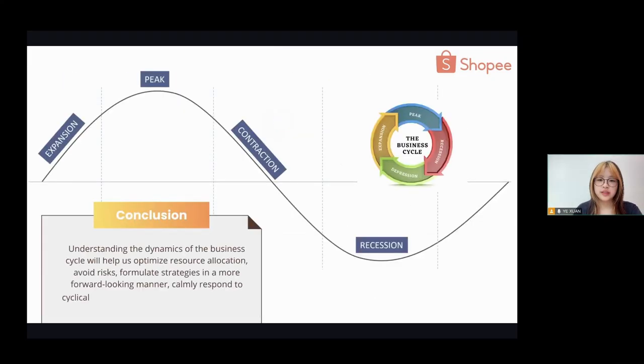By combining the changes in these 3 indicators, it is possible to determine whether the economy is in an expansion, peak, contraction, or recovery period. Measuring the dynamics of the business cycle can help us optimize resource allocation, avoid risk, and develop strategies to enhance competitiveness.